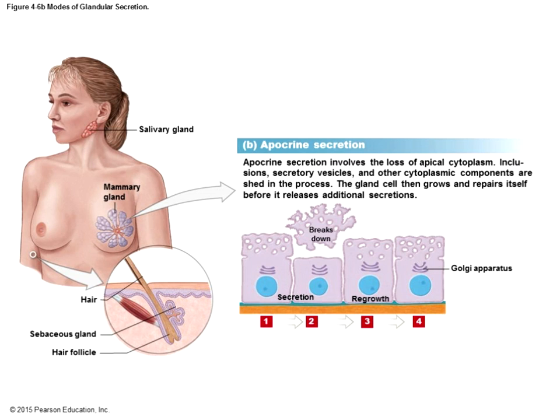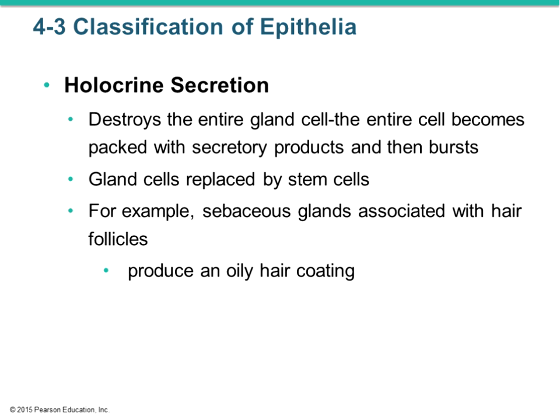Right? And so here we see apocrine. A nice example of that is the mammary gland. You can see the apical portion, or the top portion, begins to fill with secretory products. Essentially, it breaks down and is shed as part of that, and the cell itself needs to repair and regrow, and then finally the process starts over. So you can see a good example of that apocrine secretion.